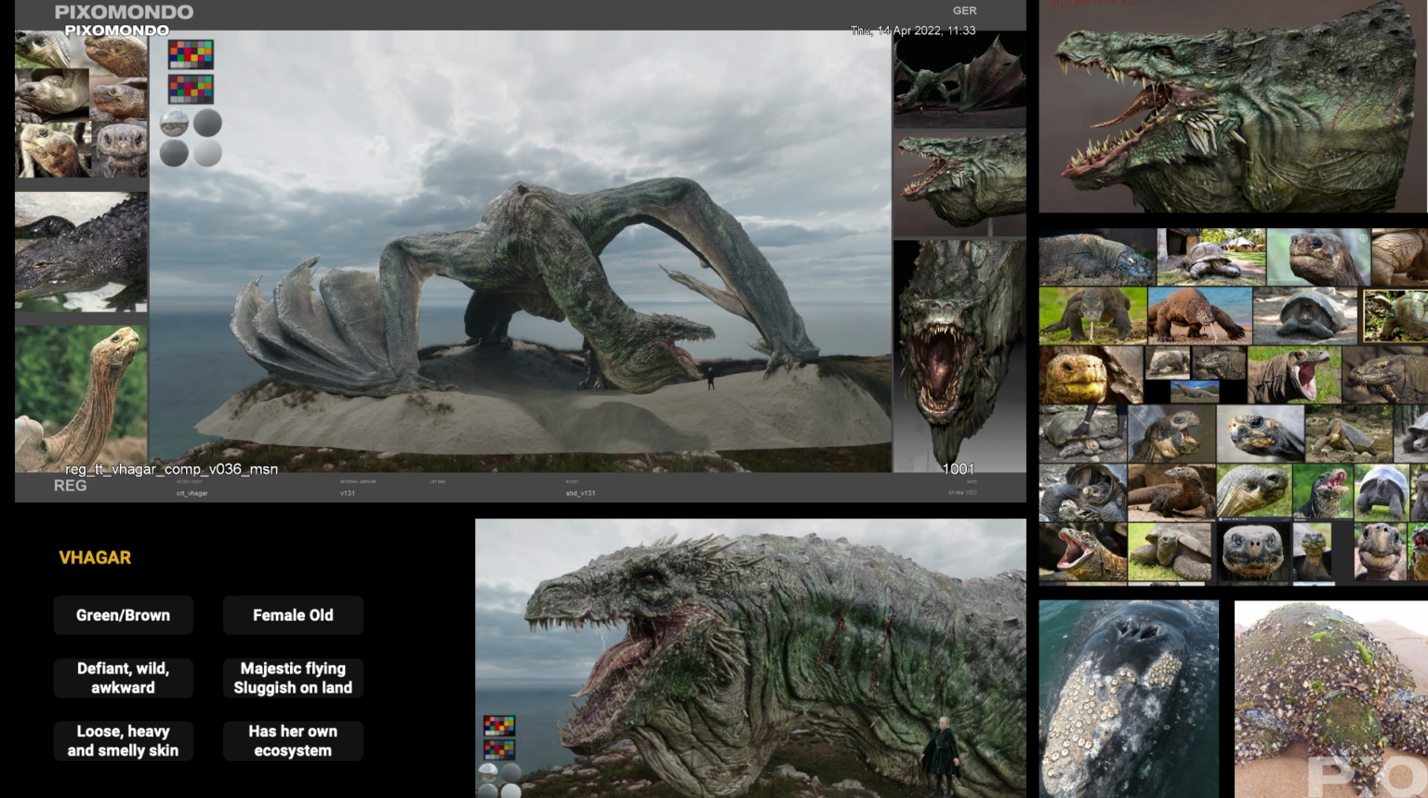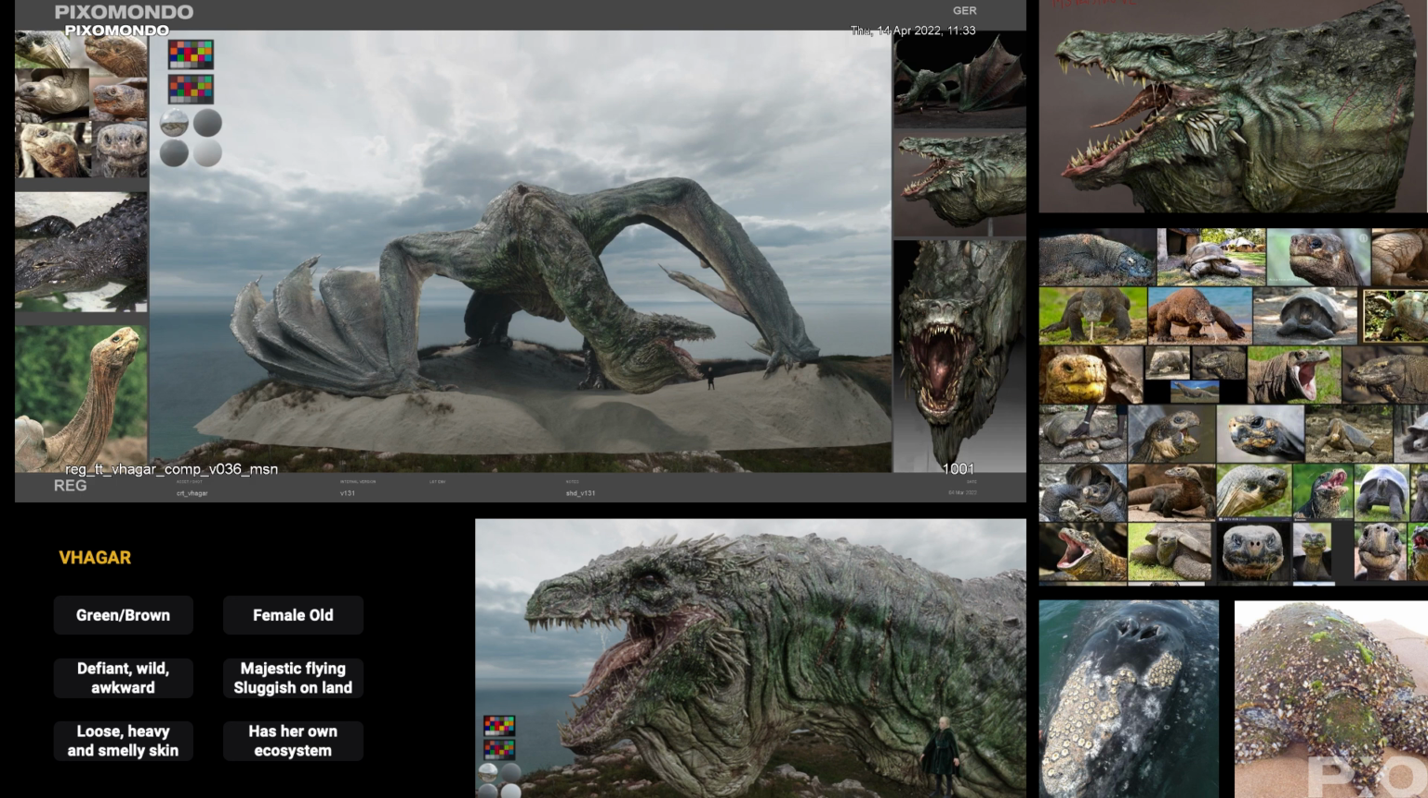Last but not least, she is our old lady. We're going to concentrate on her today. She's Vhagar. And again, completely different dragon. She looks way more intimidating than the other two dragons. She's huge. And she's a grumpy lady, basically.